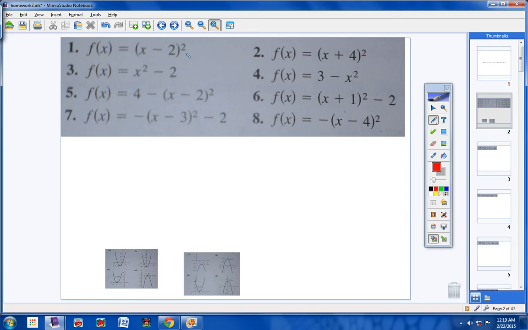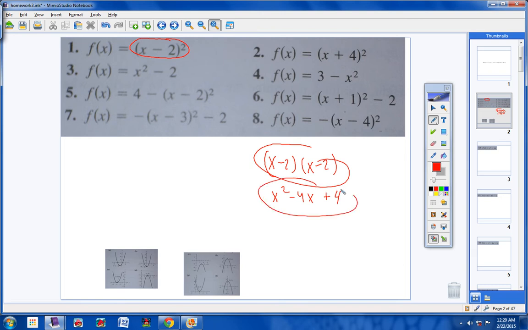Okay, alright, let's start with this one right here. If I have x minus 2 to the second power, that means x minus 2 times x minus 2. So I'm going to find the vertex very quickly by multiplying these two parentheses together. And I will get this right here. What I did, students, was take this right side and simplify it like this, then simplify it like this, okay?